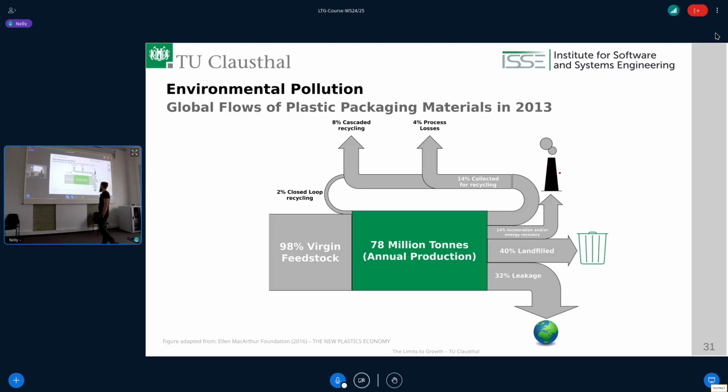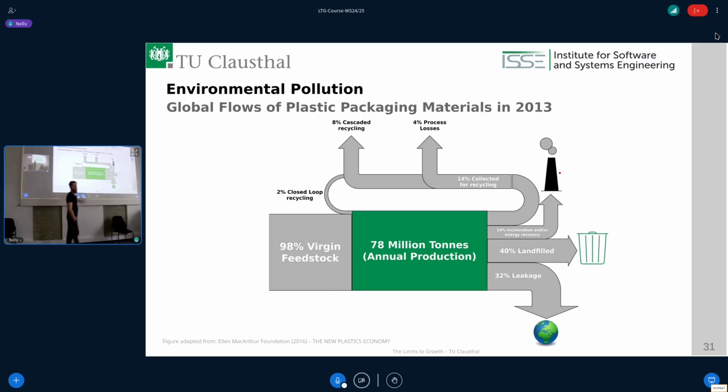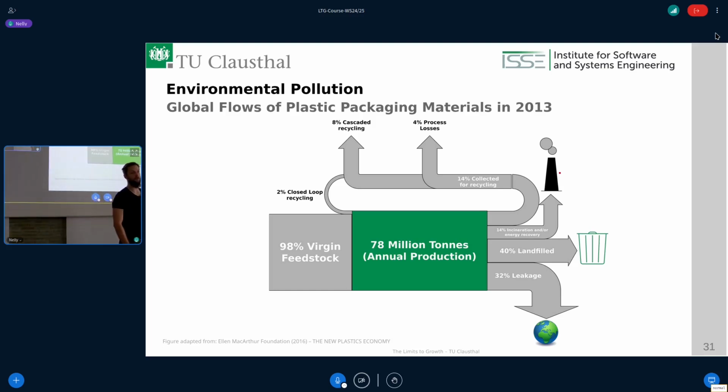So from the 78 million tons of plastic produced when this figure was made in 2016, 98% came from virgin feedstock, which means new plastic made from dead dinosaurs. From the 78 million tons, 32% were just leaked into the environment. We could also just say dumped. Another 40% were put in landfills, so also dumped in the environment. Then we had 14% being incinerated for energy recovery. So another 14% pollution for the environment.